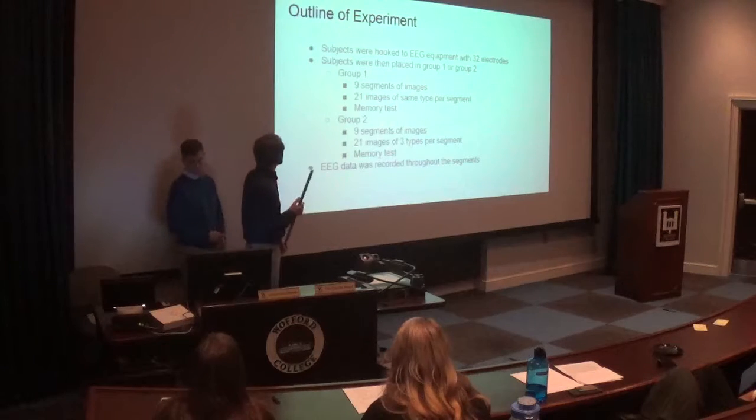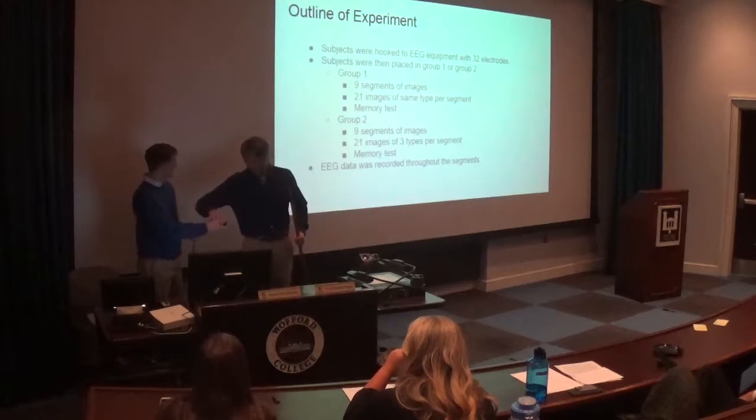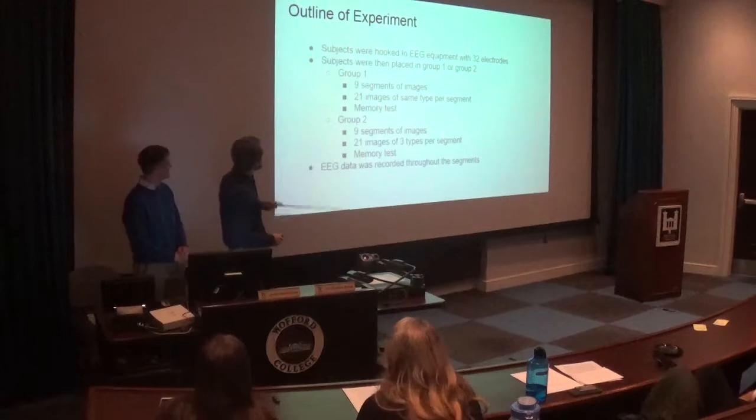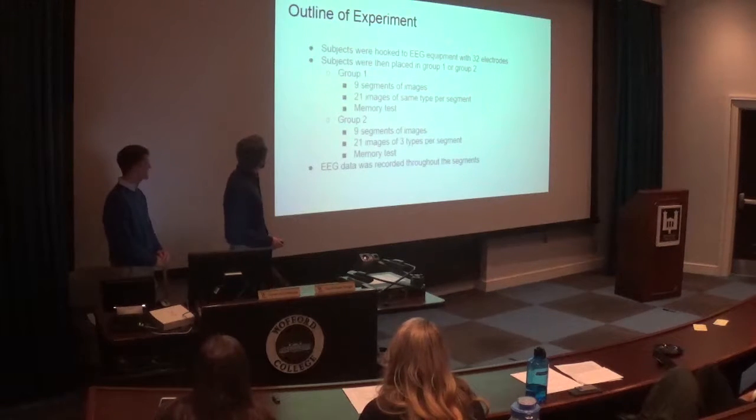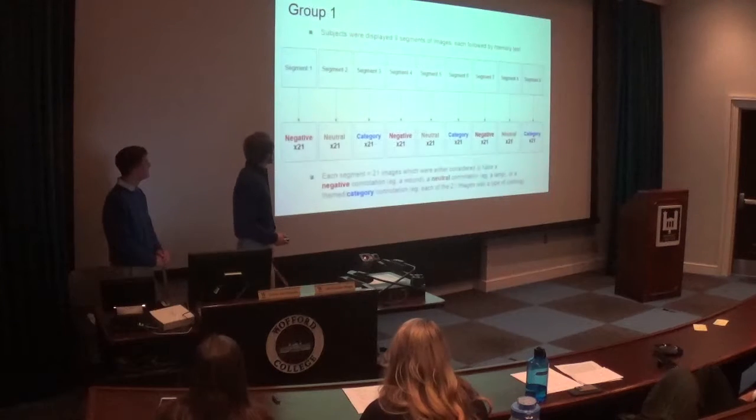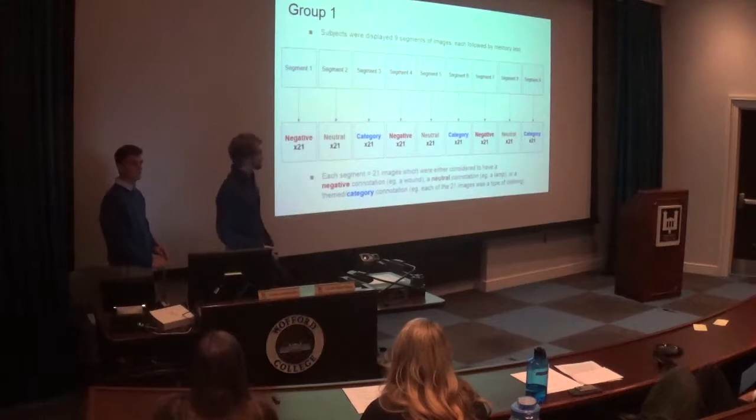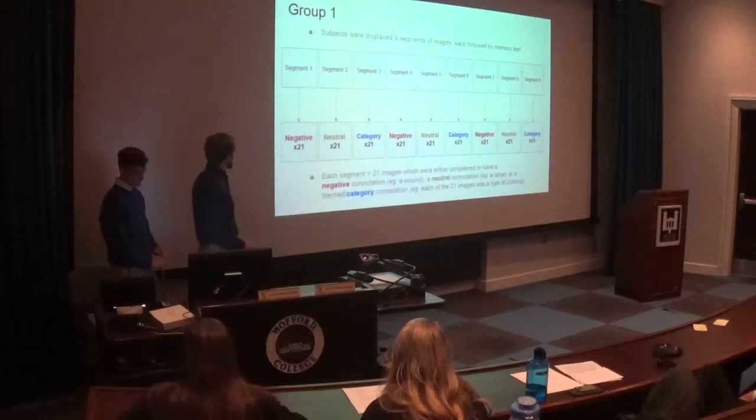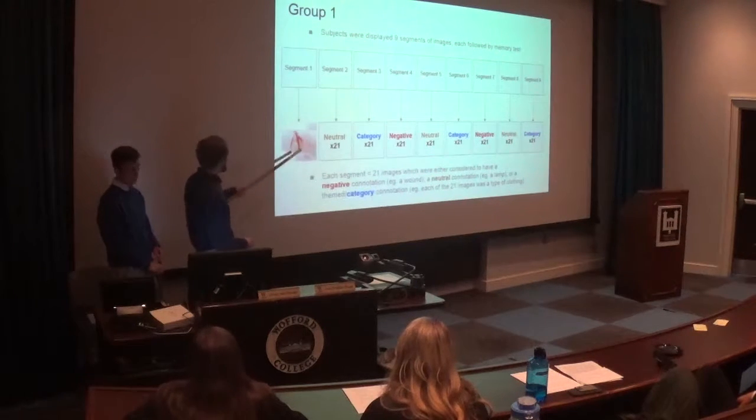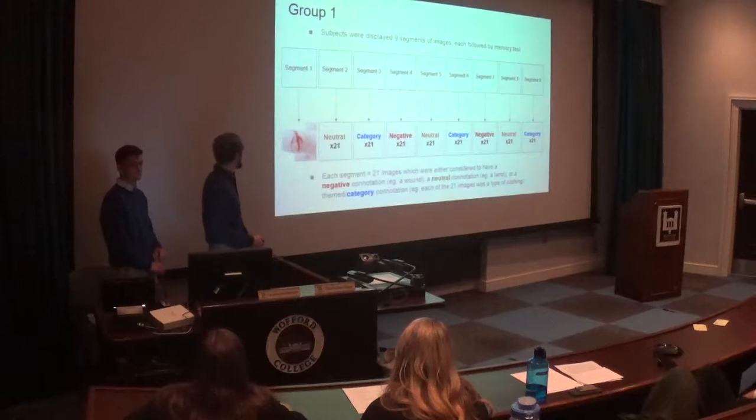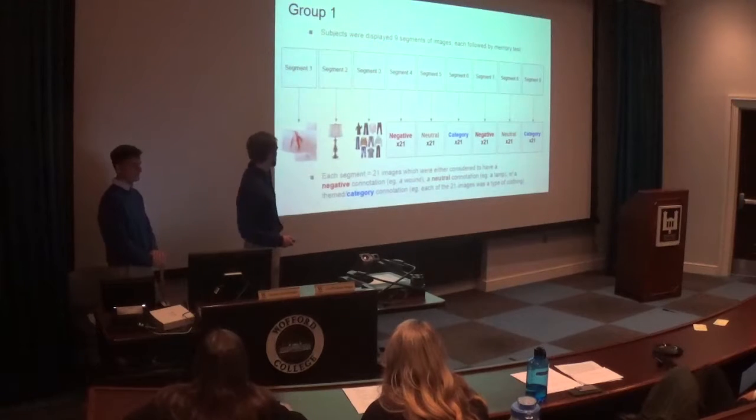So the outline of the experiment: we placed an EEG cap on our subjects' heads. It had 32 electrodes, and we placed them in one of two groups. Group 1 was shown 9 segments of images. In between each, they would get a memory test based on the images. Each segment had a different theme. We had negative themes, like a wound, to get a response out of that. Neutral, which would be like a lamp, and then category, which would be 21 images of a certain category.